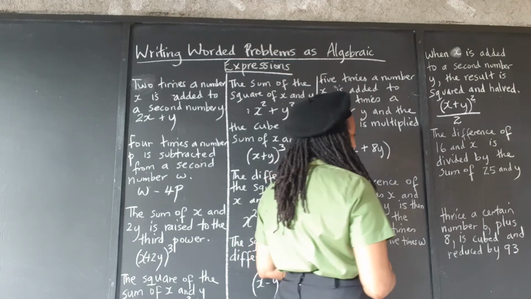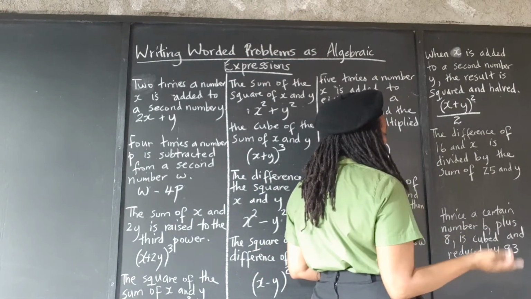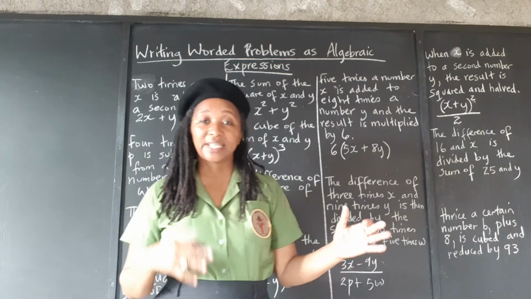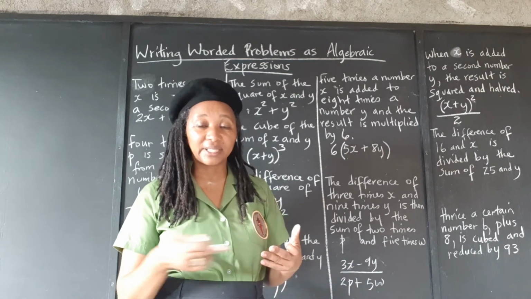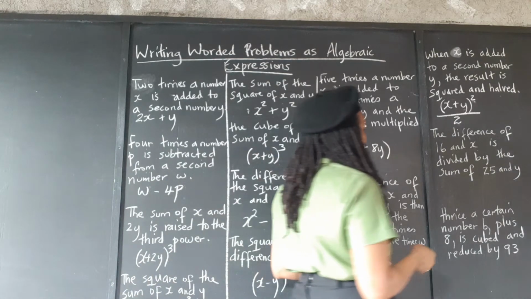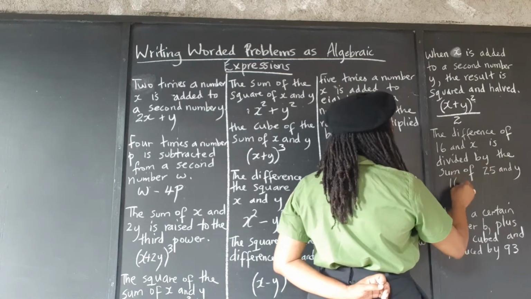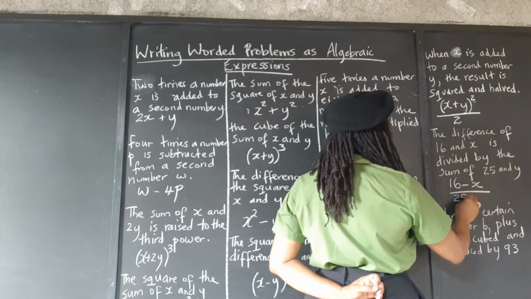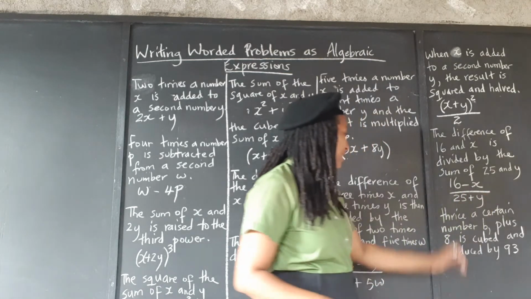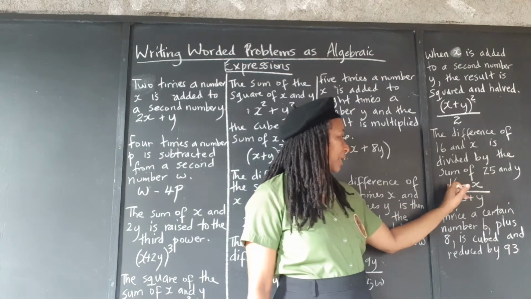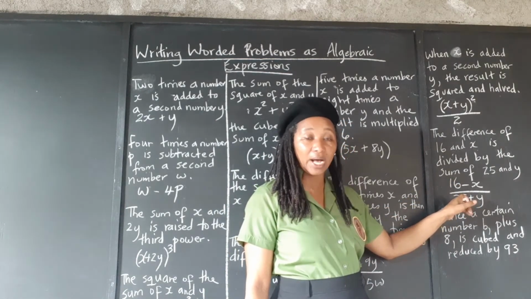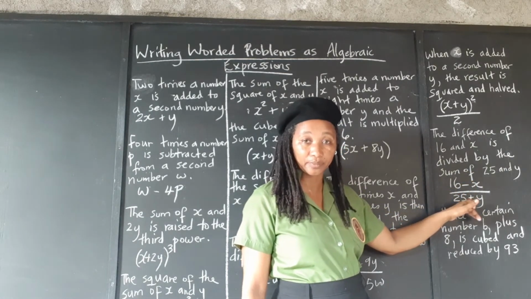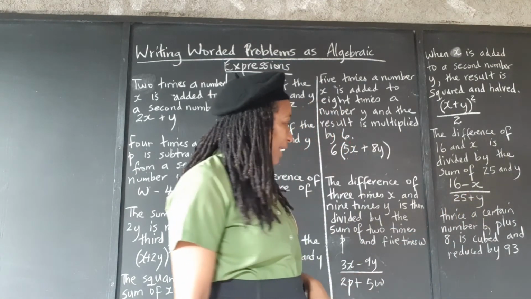The difference of 16 and x is divided by the sum of 25 and y. Again, we have some separate operations, and then we're going to divide those two results. So the difference of 16 and x is divided by the sum of 25 and y. So this is the difference of 16 and x. This is the sum of 25 and y. And we're going to divide this result by that result. Got it?